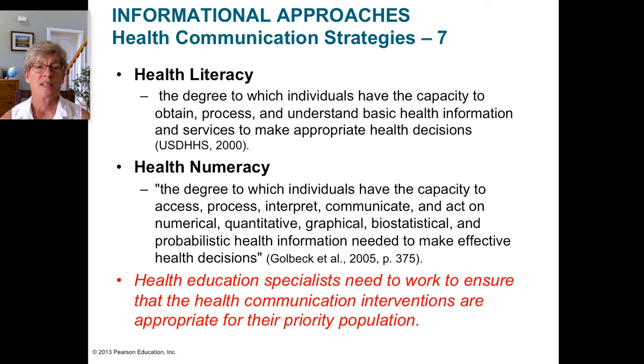Health numeracy then is the degree to which individuals have the capacity to, again, access, process, interpret, communicate, and act on numerical or quantitative, graphical, or biostatistical information to make effective health decisions. So it's why we talked about in our rationale statements the use of social statistics, or bringing numbers down to a conceptual level where people can think about 1 out of 4 or 2 out of 5, rather than in terms of percentages. So health education specialists need to work to ensure that health communication interventions are appropriate for their priority population.